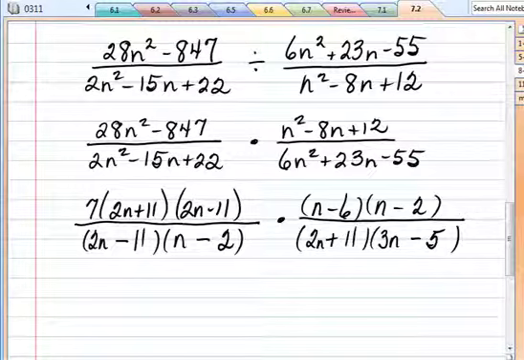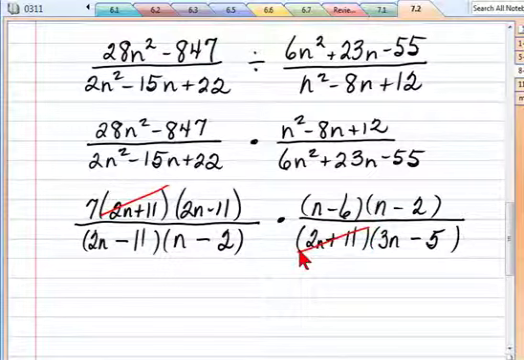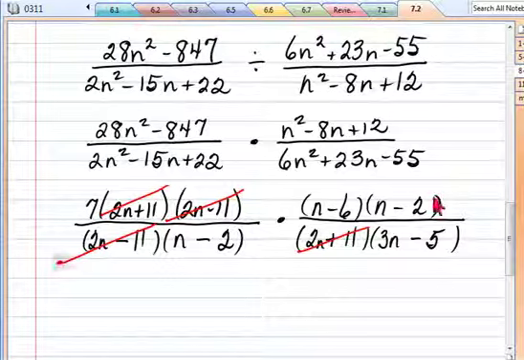So, we have all of this. Do you see some common factors? Yes. I see a 2n plus 11 and a 2n plus 11. 2n minus 11, 2n minus 11. n minus 2, n minus 2.